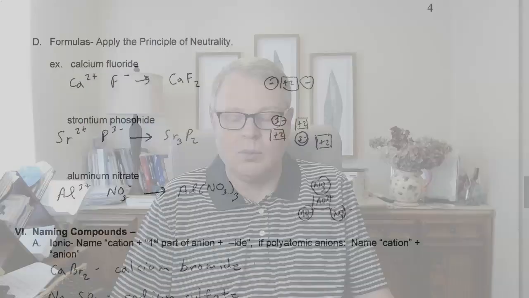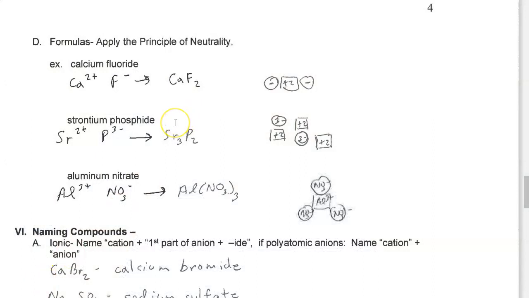Well, wouldn't it be nice if there was some way I could kind of have my cake and eat it too? If there was some way I could have that nice noble gas structure, but I didn't have to worry about the principle of neutrality thing. Well, how could I ever possibly do that? Well, that brings us to what we need to talk about today. These are writing formulas for ionic compounds.